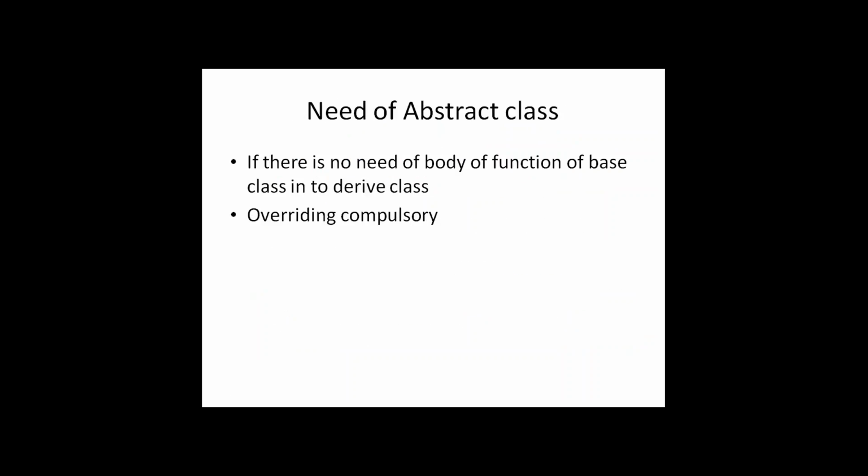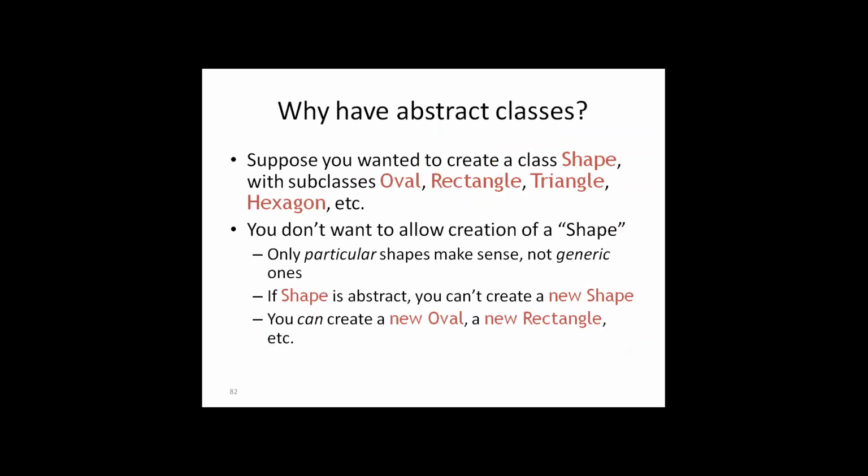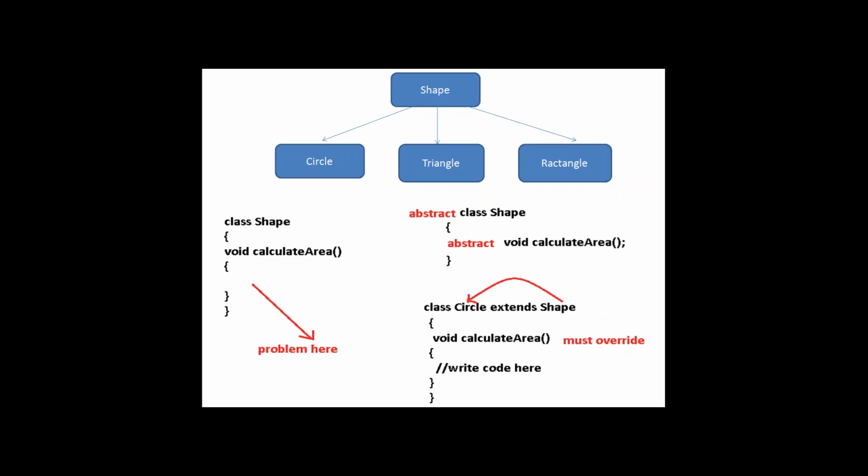So there are two needs of an abstract class. If there is no need of the body of a function of the base class in the derived class, then declare that function as an abstract method. And the second requirement is that overriding is compulsory. Basically overriding is not compulsory, but if you want to make overriding compulsory, then an abstract class is best to use. So the problem is that there is no need of a body of the base class function in the derived class, so just remove the body, declare it abstract, and any class that extends the abstract class must override all the abstract methods of the abstract class.